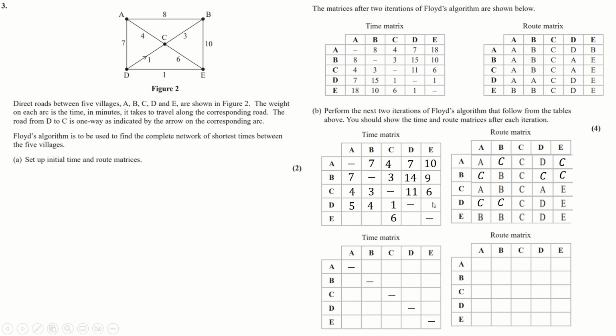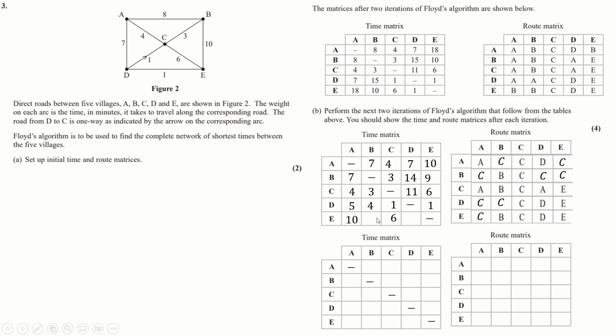And then D to E, well, D to C is 1, and then C to E is 6, that makes 7, but that's not an improvement on 1. Very hard to improve on 1, so we'll keep that the same. And last column, E to A, well, E to C is 6, and then C to A is 4. 6 plus 4 is 10, which is less than 18, so we'll go with that.